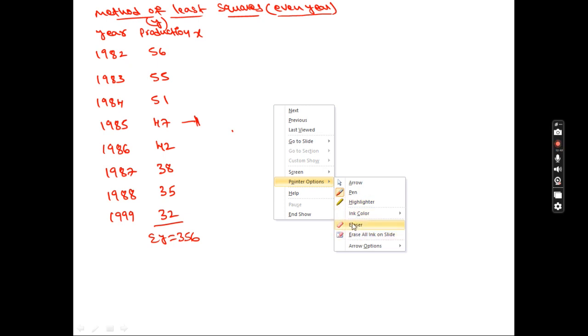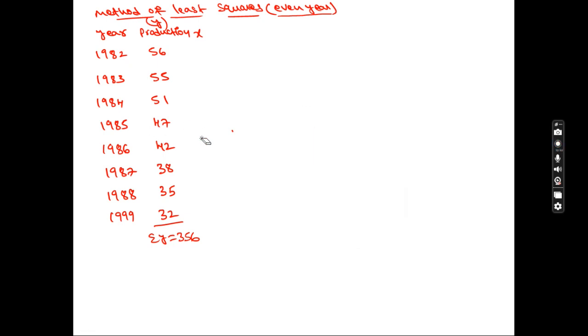just I'm taking the eraser here. Now next we need to calculate the x values. So how to calculate the x values now? I am calculating the x values here. The middle 2 years are 85 and 86, and here you write -1 and +1.